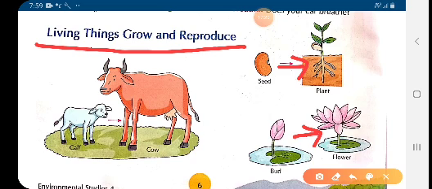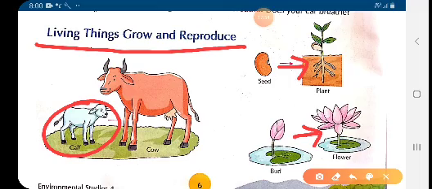Here we can see the cow. This cow has given birth to this calf. Children, a cow gives birth to a calf. Now children, here we can say living things grow and reproduce. Reproduce means they give birth to the young one of their own kind. They give birth to a small baby which looks exactly like the parent.